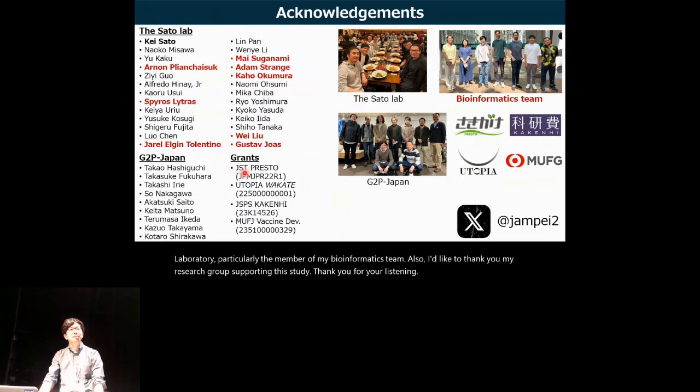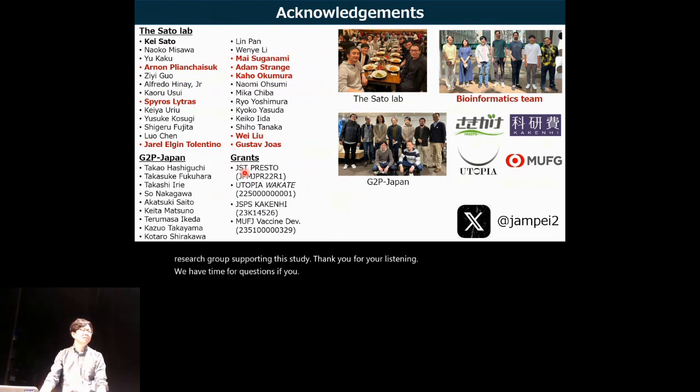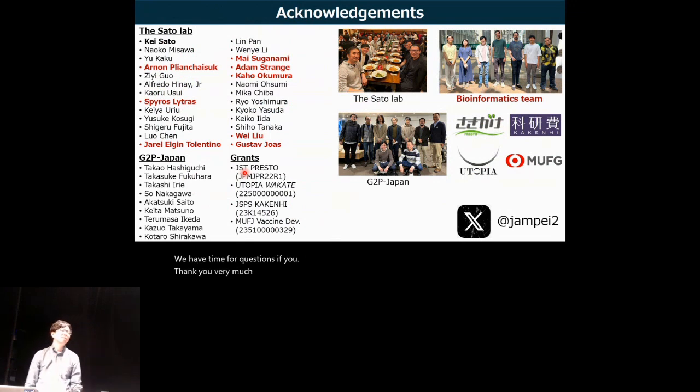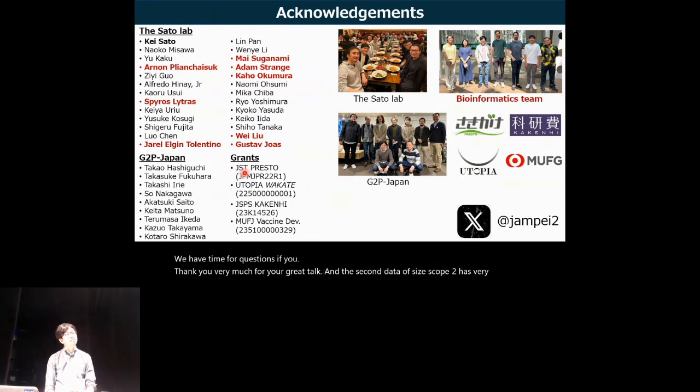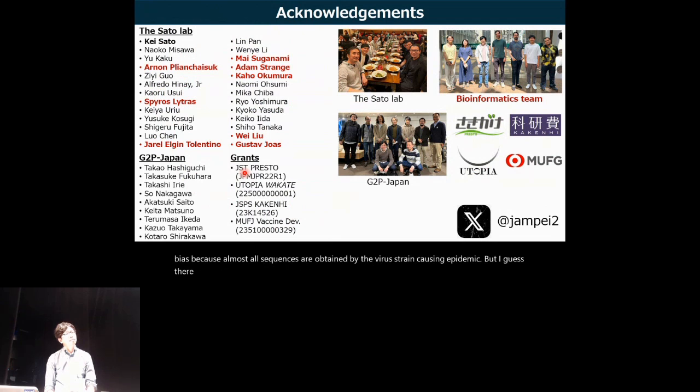We have time for questions. Thank you very much for your great talk. The sequence data of SARS-CoV-2 has a very large bias because almost all sequences are obtained from the virus strains causing a pandemic. But I guess predicting the landscape accurately originally needs non-pandemic strains. So how can you remove such biases?